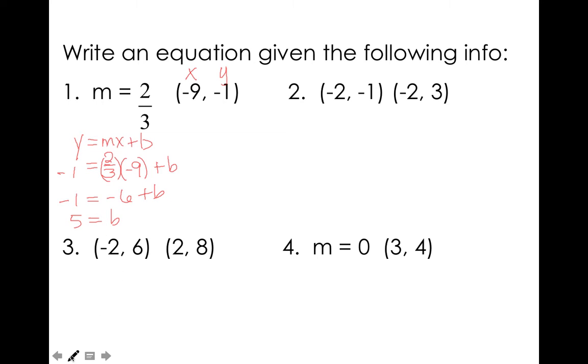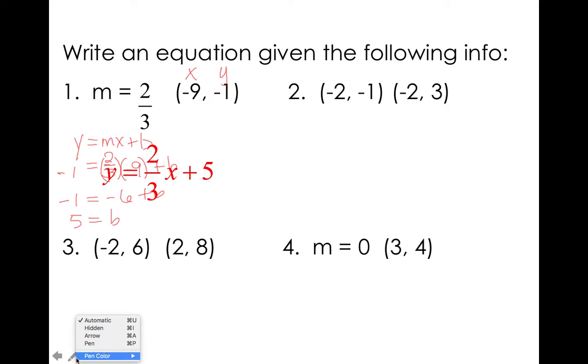So when we get our final answer, it will actually come out to be y equals 2/3 x plus 5, because we just replaced the y, we replaced the x, the slope with 2/3, and we replaced the actual y-intercept with 5.